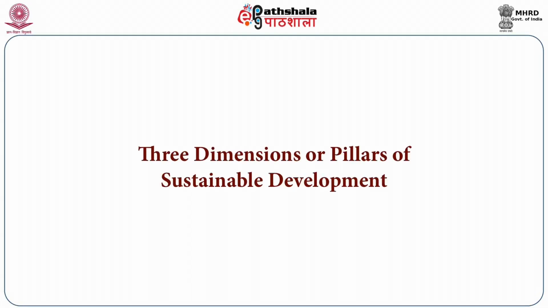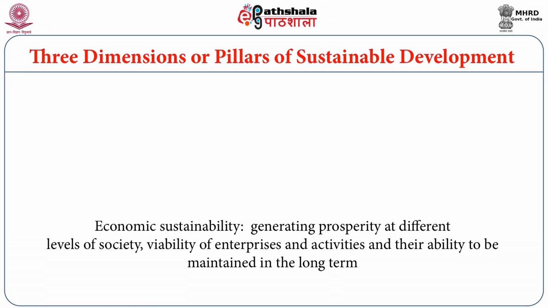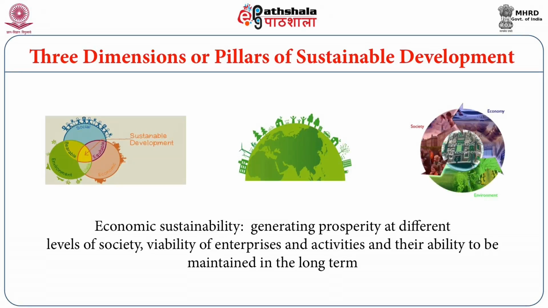Okay, coming to sustainable development in detail, there are three different pillars that we can consider, or generally we can say the three dimensions of sustainable development. These are economic sustainability, environmental sustainability, and social sustainability. Now we'll discuss these in detail. Economic sustainability generates prosperity at different levels of society, viability of enterprise and activities, and their ability to be maintained in the long term.